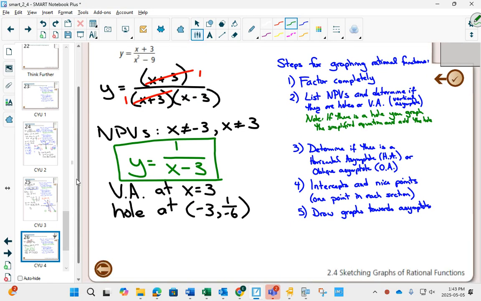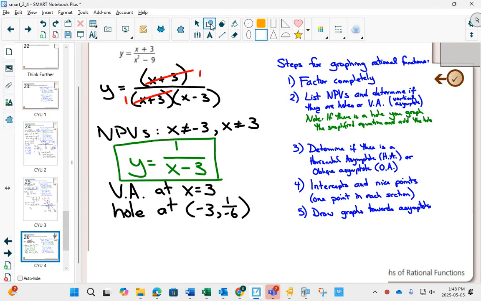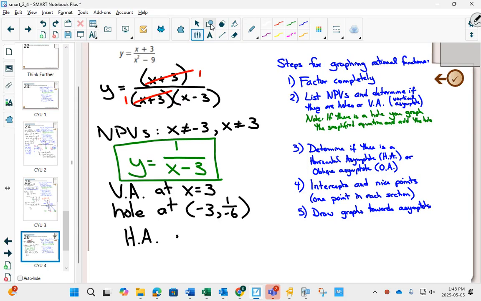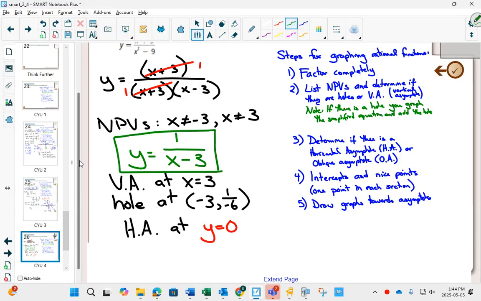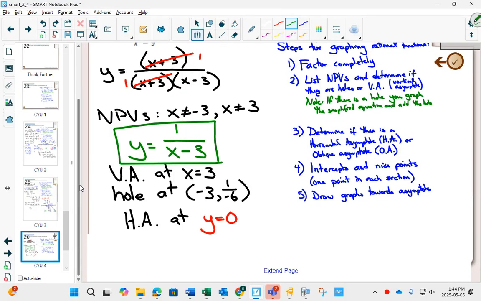Did type 3 have oblique asymptotes or horizontal asymptotes? I think this one is the easiest one. Whenever it's bigger on the bottom, you have a horizontal asymptote at y equals 0. And once you're done your asymptotes, I would start graphing.